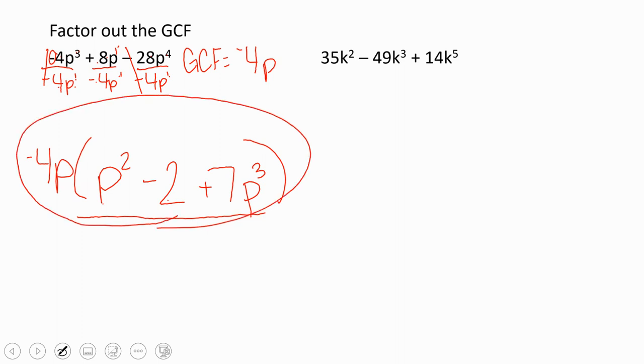All right, last one. So since the first term is positive, we're just going to factor out a positive. So 35, 49, and 14. The GCF is 7. And then you want to pick the variable with the smallest exponent, which in this case is 2. So we're going to factor out 7k squared.